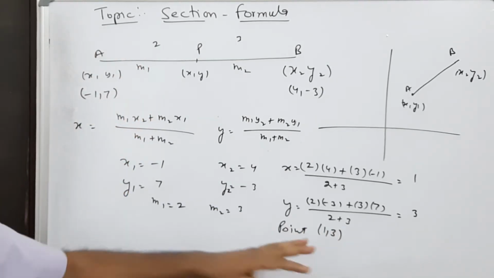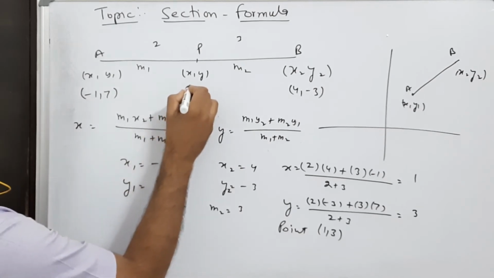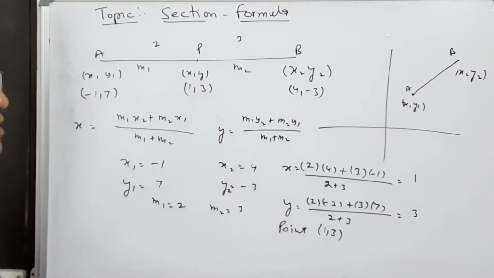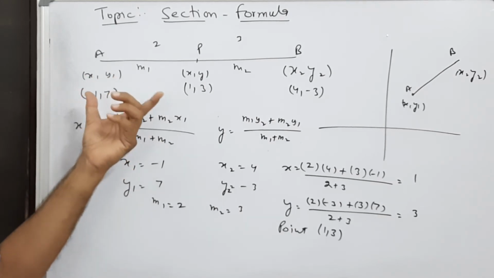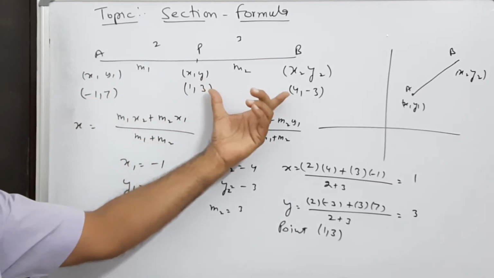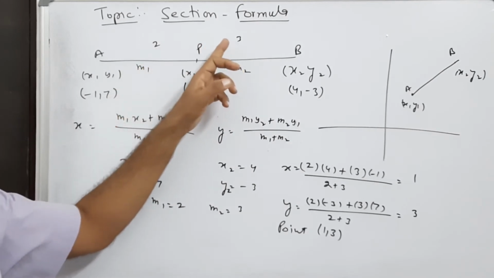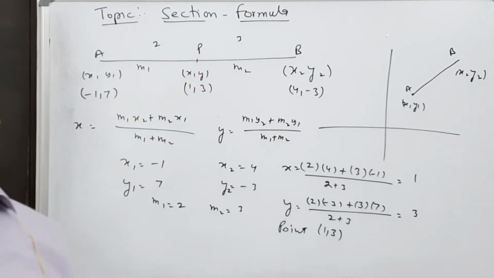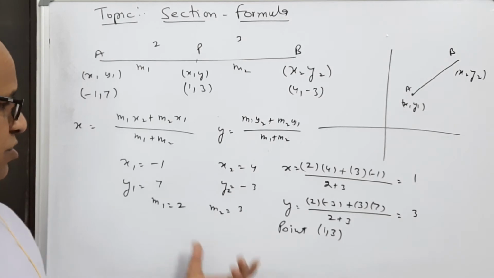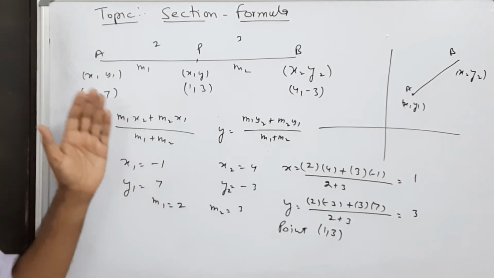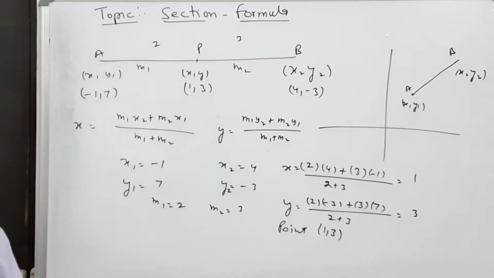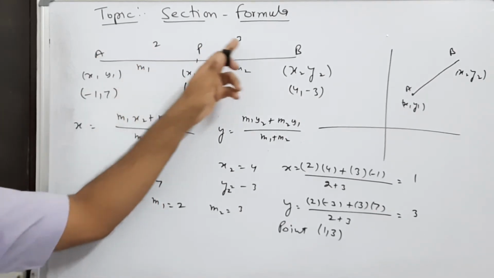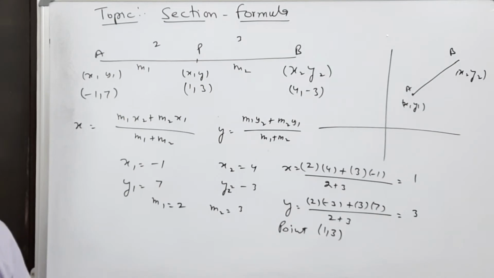Now what is the meaning of this (1, 3)? Now if I place this (1, 3) here, the meaning is that the ratio of the lengths of AP and PB is 2 is to 3. That is the meaning of the section formula. So in this way, we can find the point which divides the line joining 2 points in the given ratio. That is the importance of the section formula.